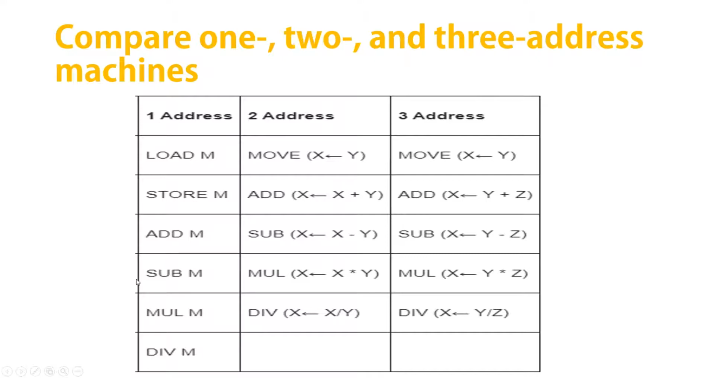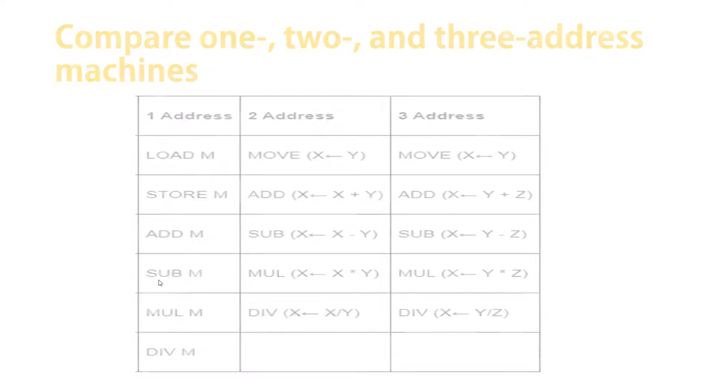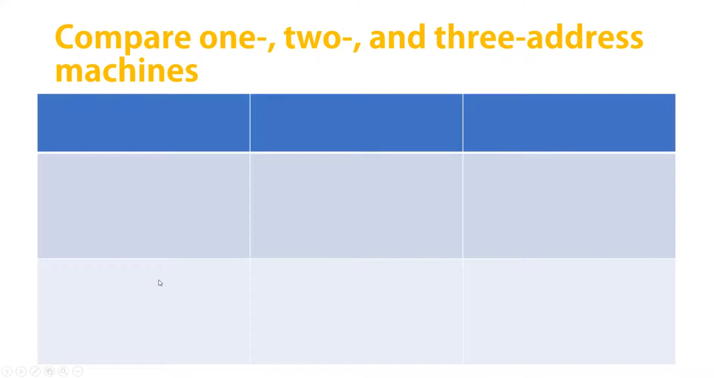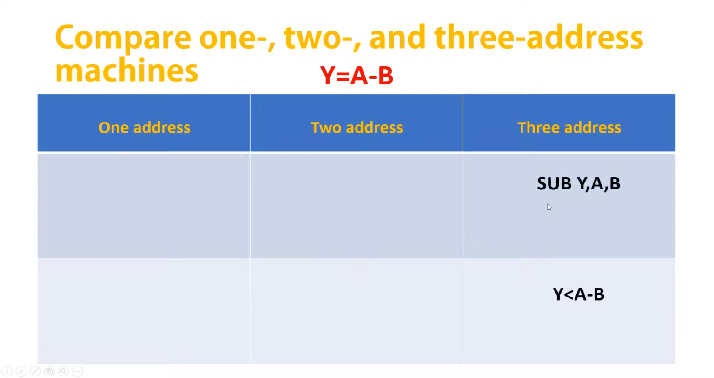Now let's see how we could write this equation using different address machine instruction formats. The question will be y equal to a minus b. Now if we see the 3 address, we could notice that we have 3 memory locations or CPU registers. So when we want to do the subtraction, we could write sub y comma a comma b, and that means that we will subtract b out of a and then save the total value inside y.